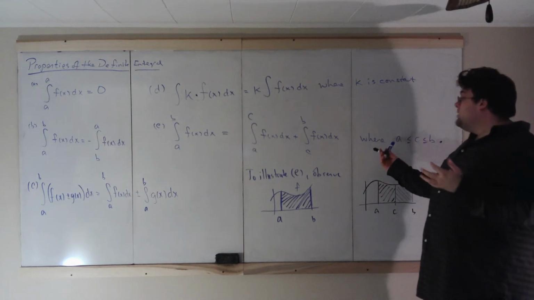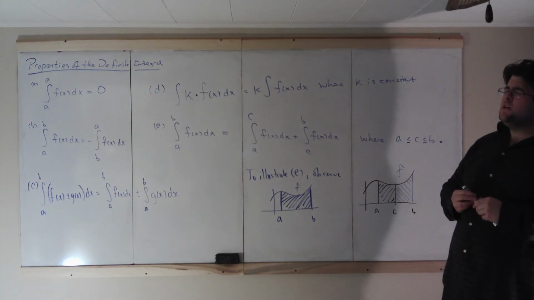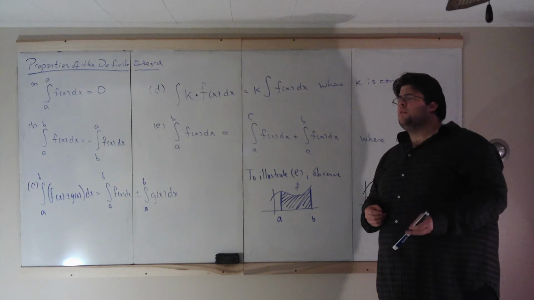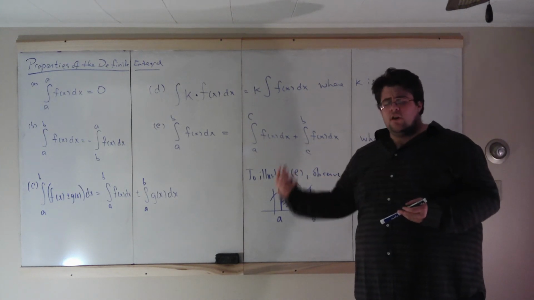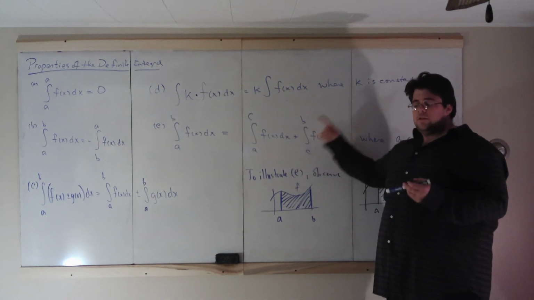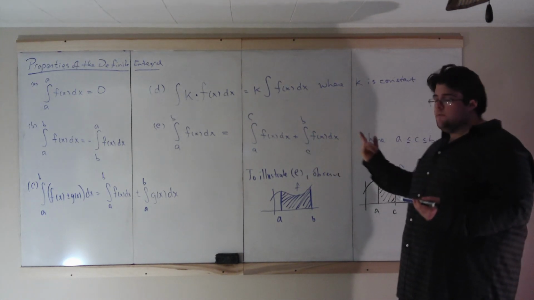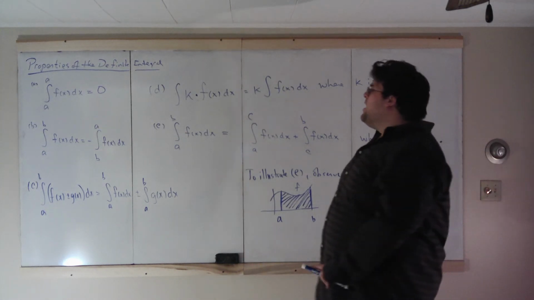You could also see this in the previous example, the first one we did, when we did the integral from 4 to 6. We technically could have viewed that as the integral from 4 to 5, which was 1, plus the integral from 5 to 6, which was negative 3 halves. And that's another way of viewing it.